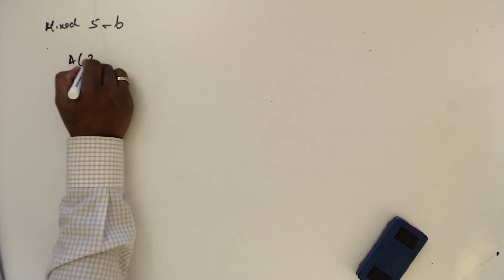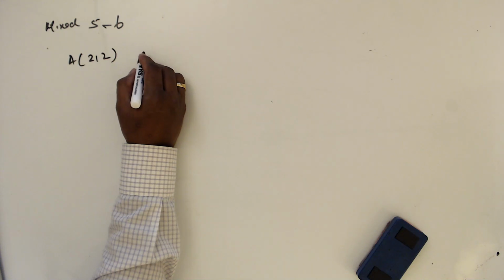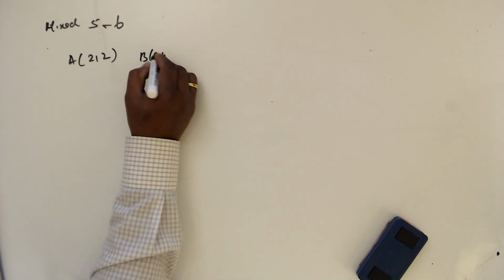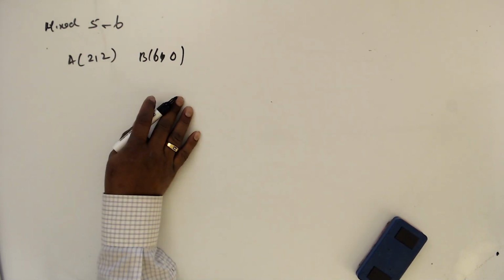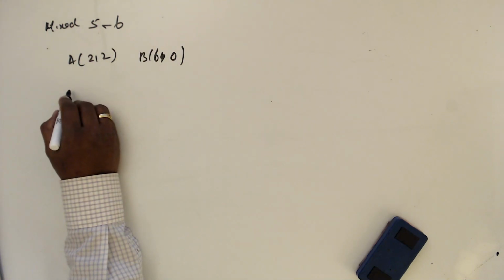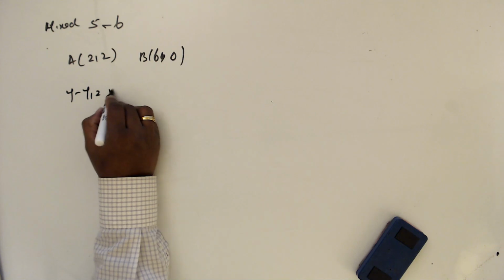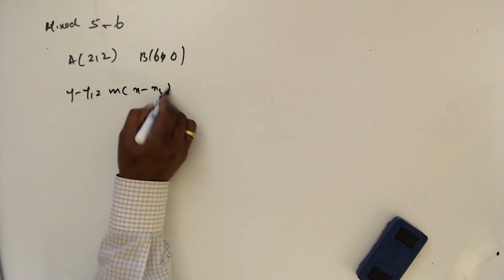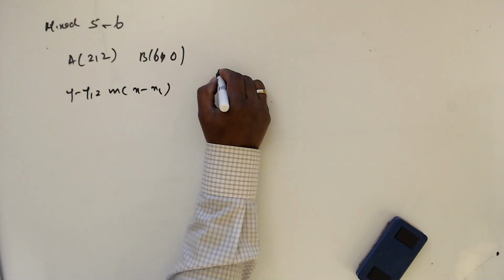Question number 6. A is (2, 2) and B is (6, 0). I want to find the equation. Y minus y1 equal m times x minus x1. So first of all, let's find m.